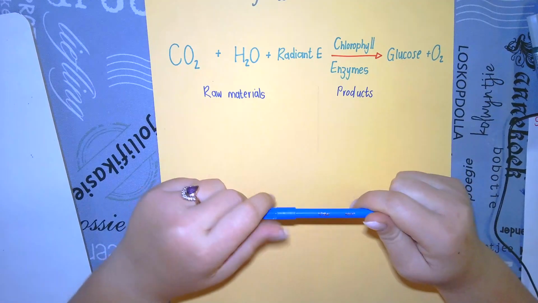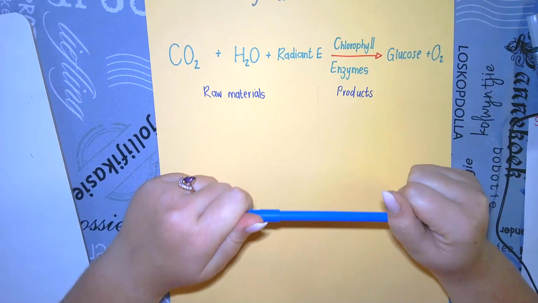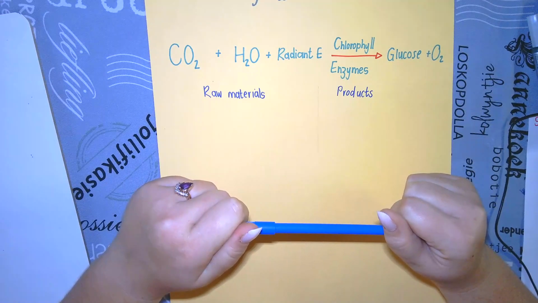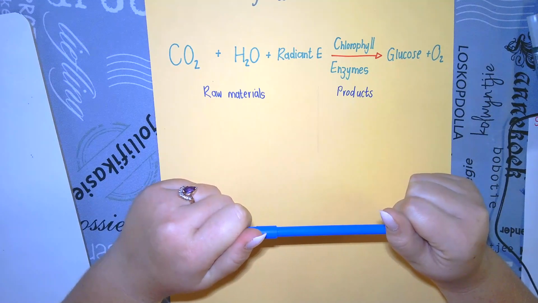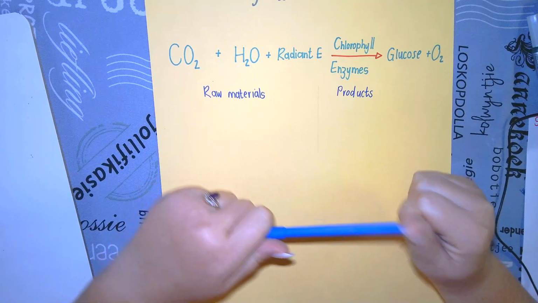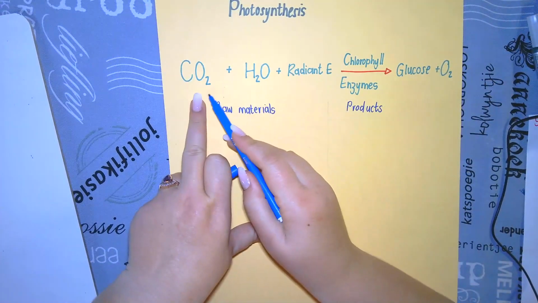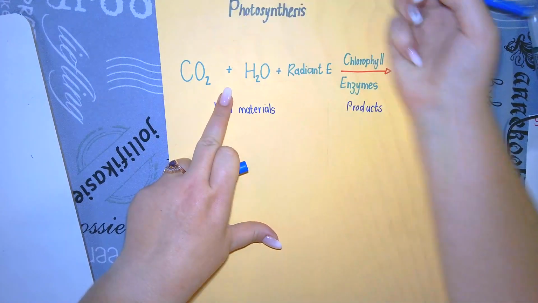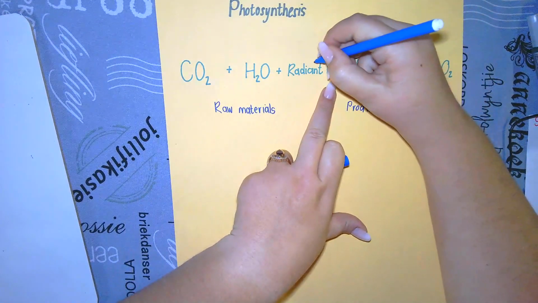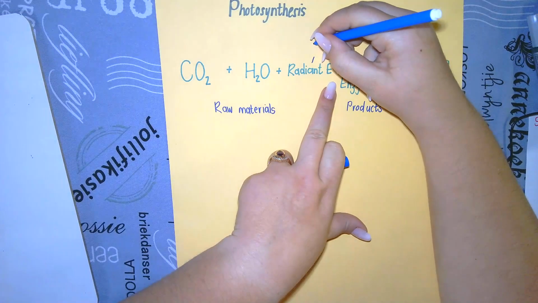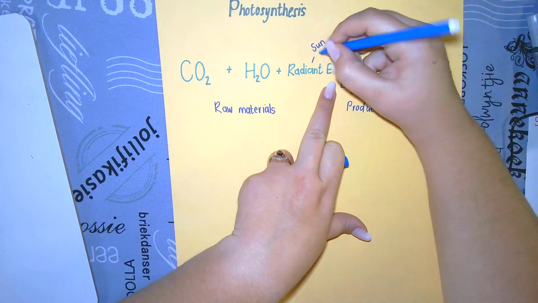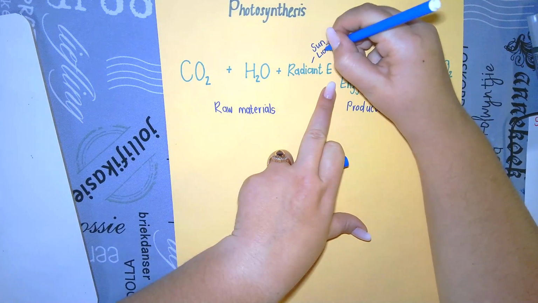Now, photosynthesis is the making of carbohydrates from carbon dioxide and water using radiant energy from the sun that is absorbed by chlorophyll. So, let's look at the equation. Carbon dioxide plus water plus radiant energy. Now, the radiant energy comes from the sun. Okay? It's also known as light energy.